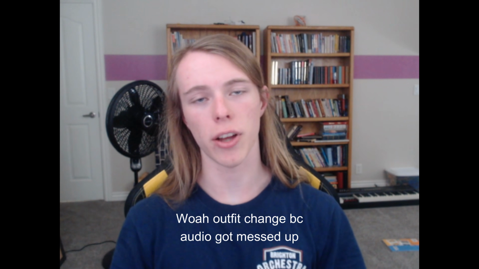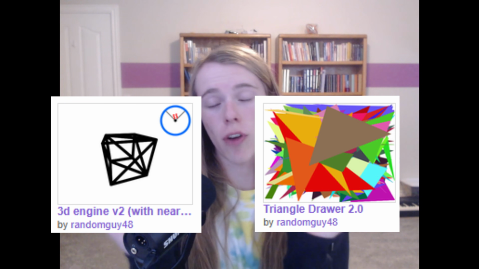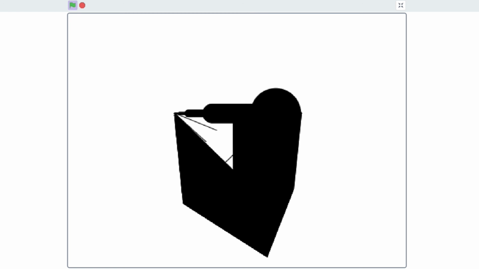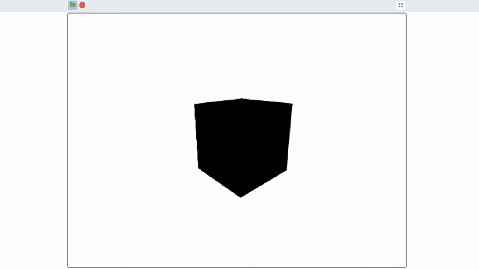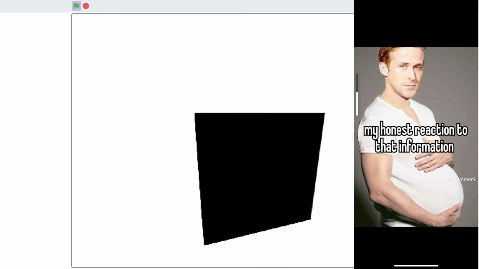The next part of this project is going to be making the map and models for Mario 64, as well as bug fixing the triangle renderer that I made in the last video. In the process of editing this video, I tried putting together my 3D renderer and my triangle drawer to see if they would work, and they did not. It turns out there is a pretty big problem with my triangle drawer that I really thought would not be an issue, but it turns out that it absolutely is.